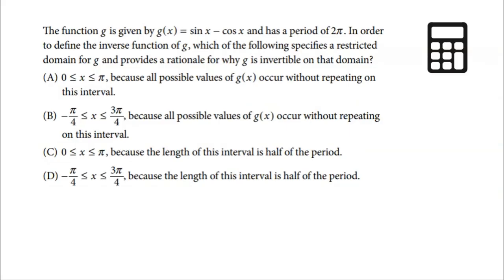The function g is given by g of x equals sine of x minus cosine of x and has a period of 2 pi. In order to define the inverse function of g, which of the following specifies a restricted domain for g and provides a rationale for why g is invertible on that domain? So we want to figure out what I have to restrict the domain to so that I can actually use the inverse as a function. Now, keep in mind that the whole reason why we have to restrict inverses is that we don't have repeated intervals, right?